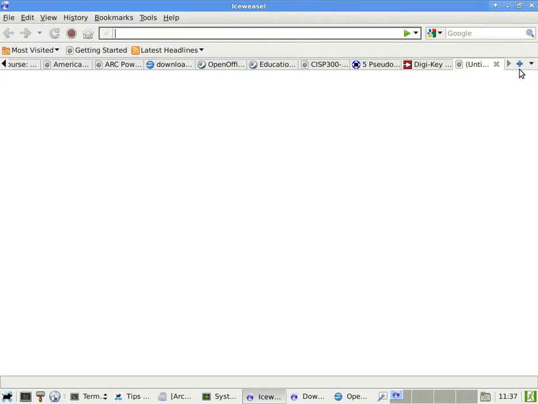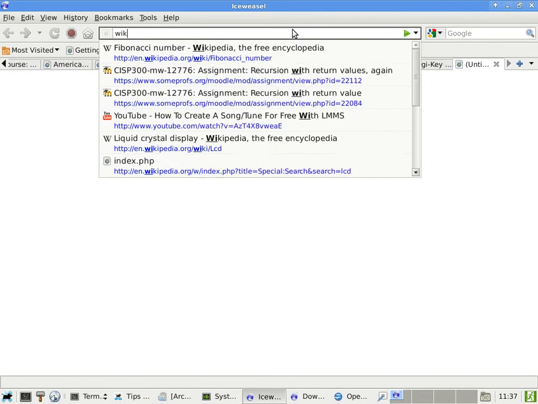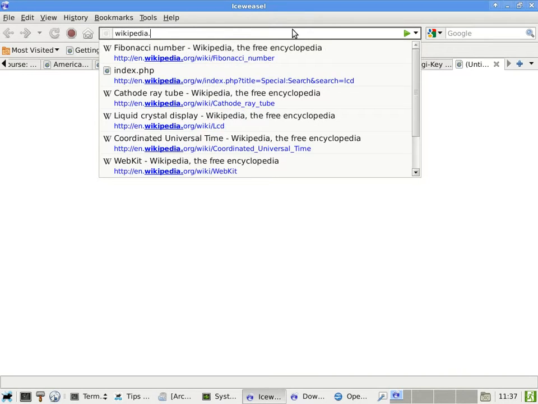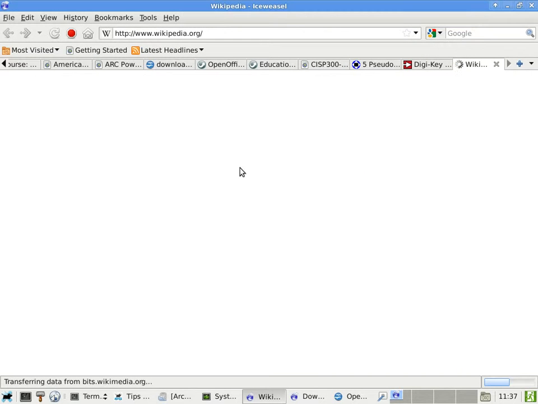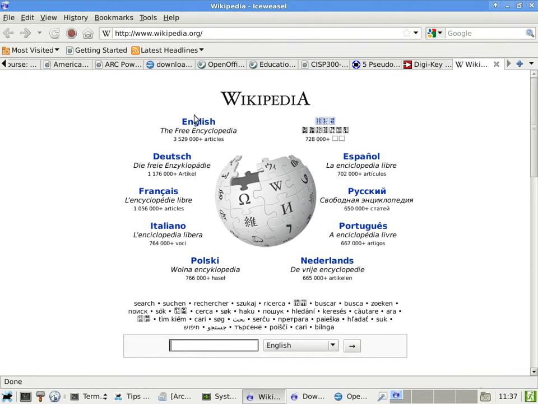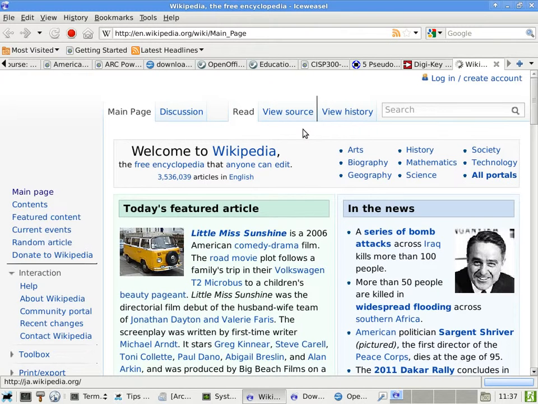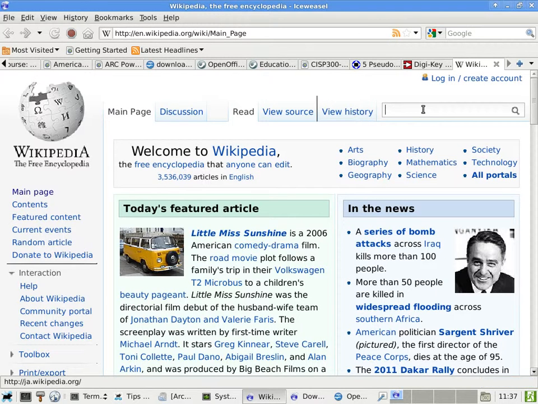Wikipedia. I'm not kidding. You go to Wikipedia and you can look up many algorithms that are already done. So you go to wikipedia.org and then we can look up some really well-known algorithms.